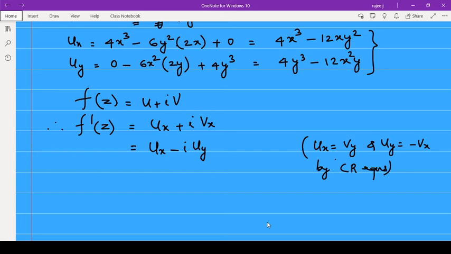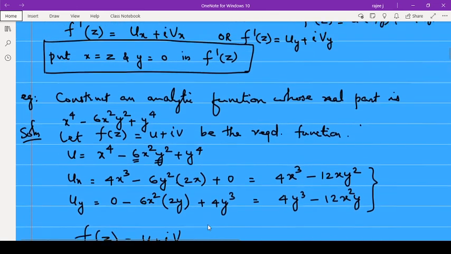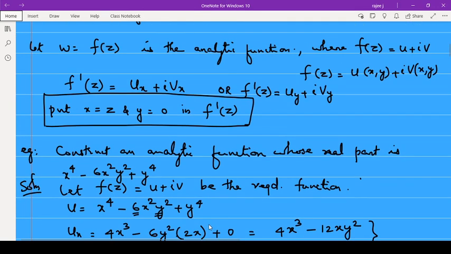Just put that value now. So f dash z is equal to ux. The value of ux is 4x cube minus 12xy square. Being the first question, I am writing ux, uy and all here. Later on you can directly put x equal to z and y equal to 0 here itself and then substitute. So write the ux value minus i into uy, which is 4y cube minus 12x square y. This step is f dash z equals ux plus ivx.